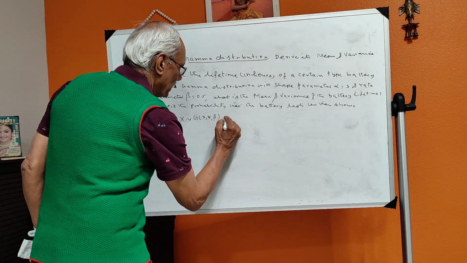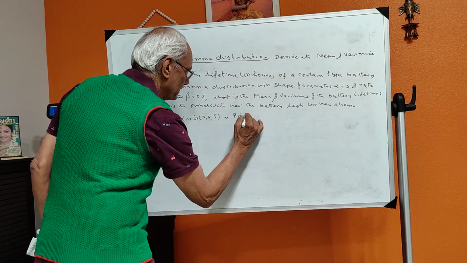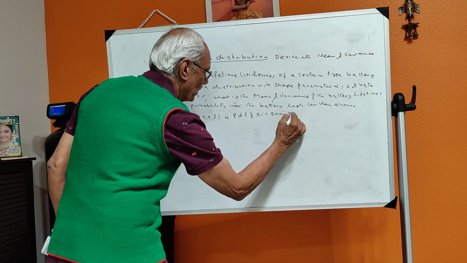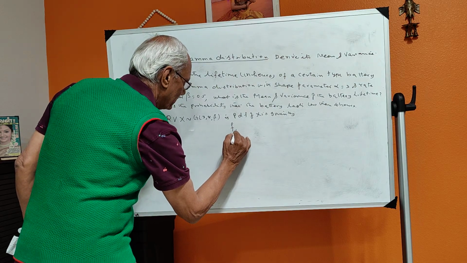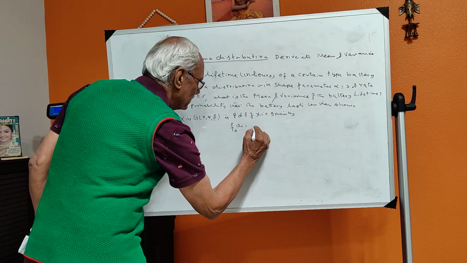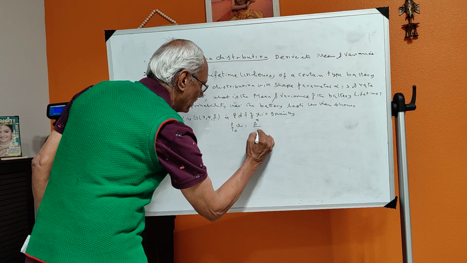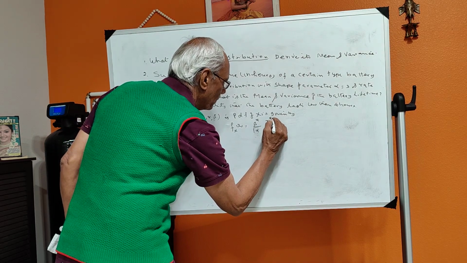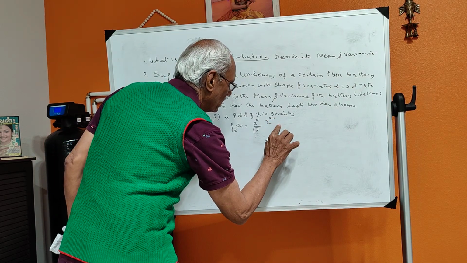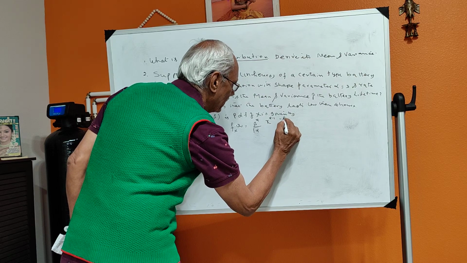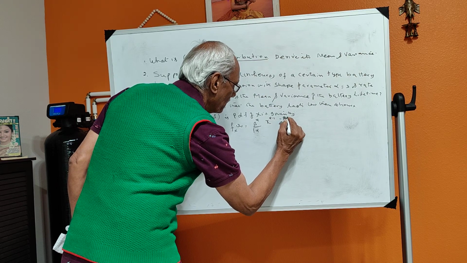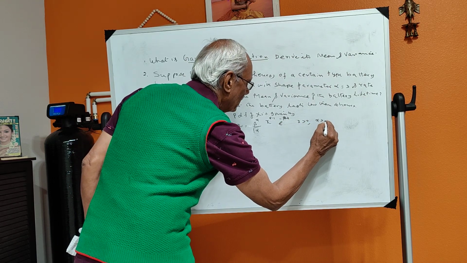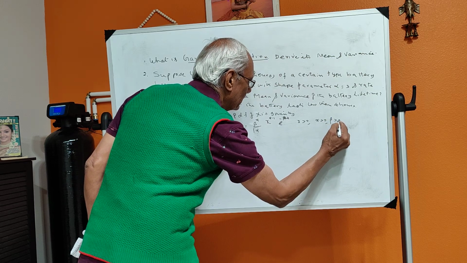if the probability density function of X is given by f(x) = beta to the power of alpha divided by gamma of alpha, into x to the power of alpha minus 1, into e to the power of minus beta x, for x greater than 0, alpha greater than 0 and beta greater than 0.